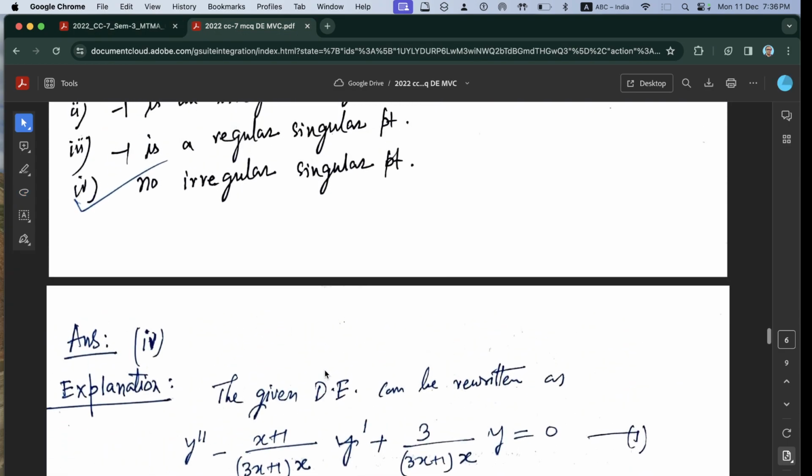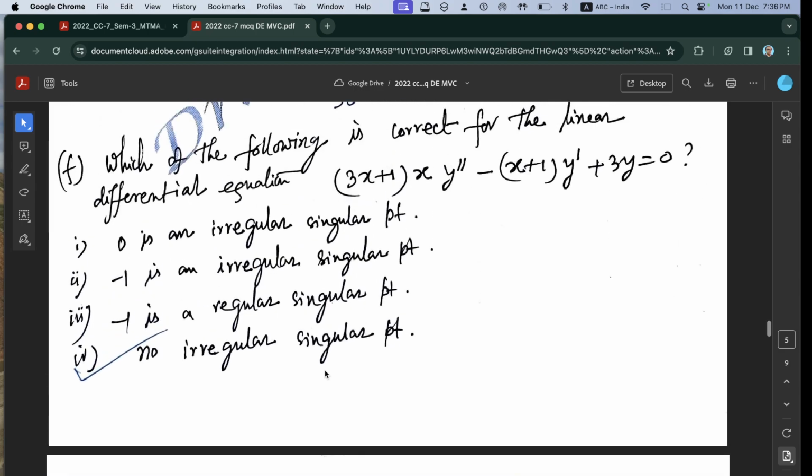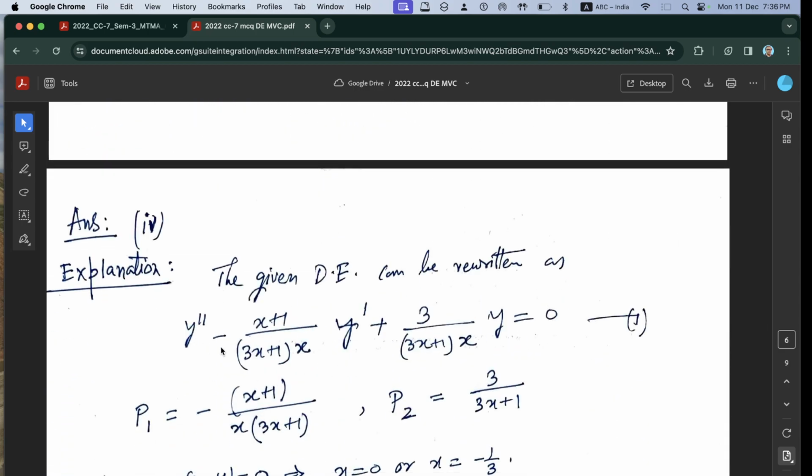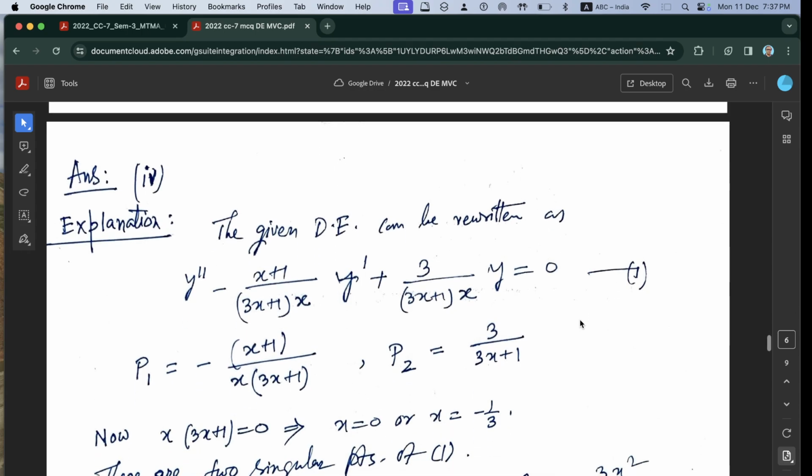Here, the given differential equation can be written as y double dash minus (x + 1)/((3x + 1)x) y dash plus 3/((3x + 1)x) y equal to 0. Obviously, P1 is a function of x, equal to minus (x + 1) divided by (3x + 1) into x, and P2(x) is a function, this function 3 divided by (3x + 1) into x.